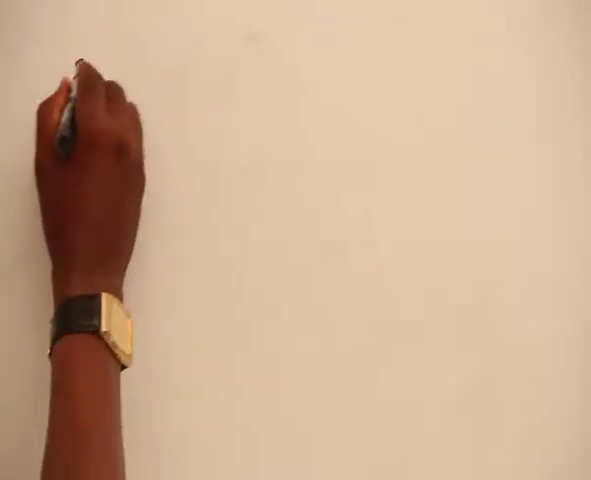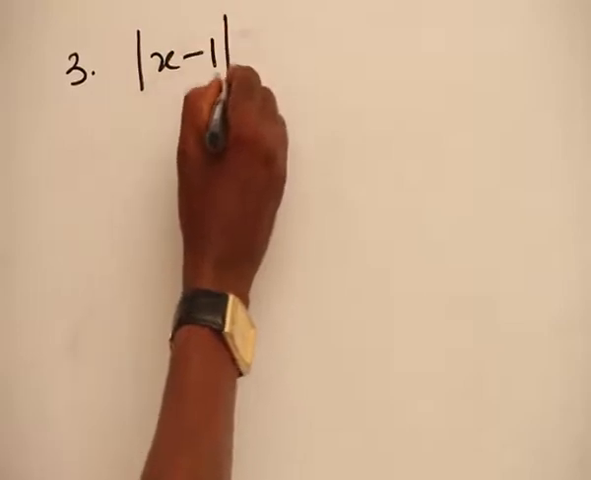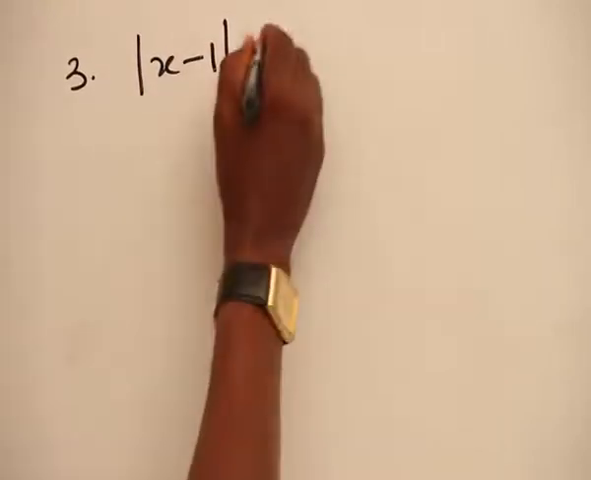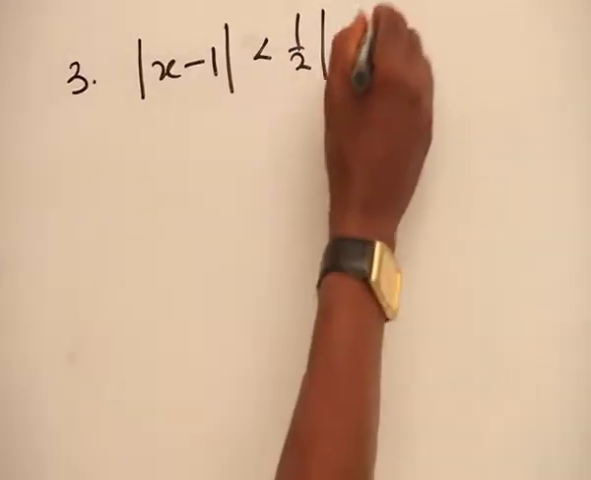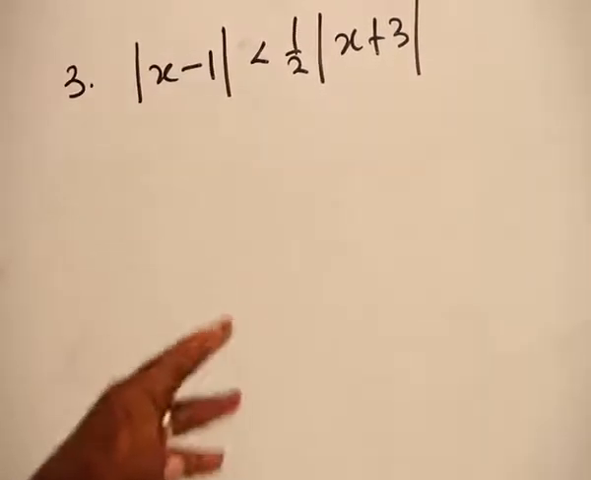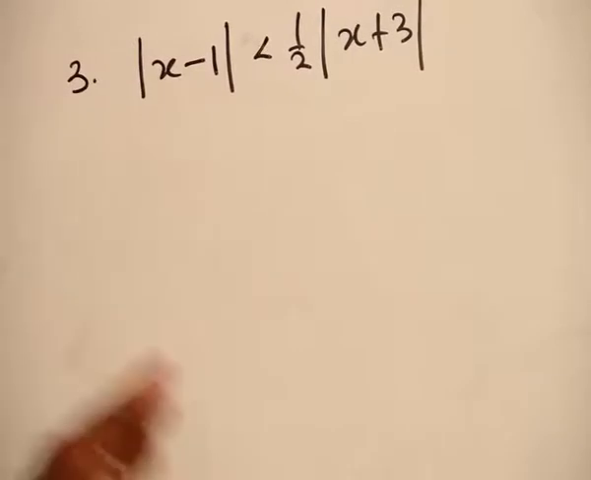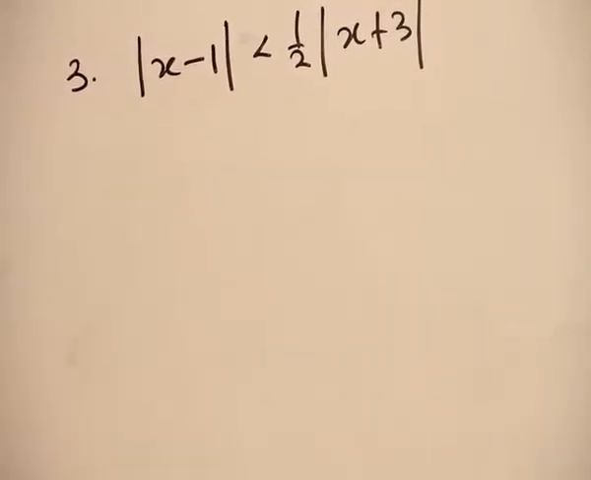Number 3, we have modulus s minus 1 less than half modulus s plus 3. You will observe in this case that we have two modulus or moduli on both sides. The plural of modulus is moduli.